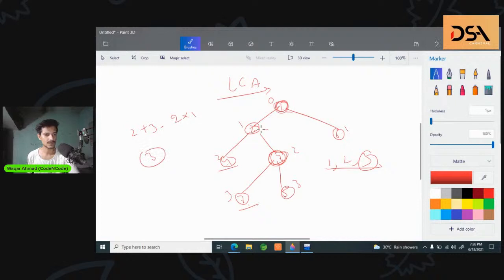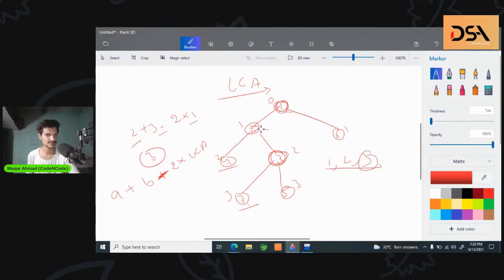So here you can see 1, 2, and 3. This way you are able to find out the distance between two nodes in log n time, because to find the LCA, it takes log n time. How? I'll tell you in a moment. I'm just telling you, once you know the LCA, you can actually calculate the distance between A and B using this simple formula: distance of A plus distance of B, minus 2 times the distance of their LCA.